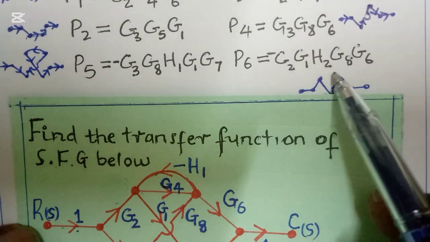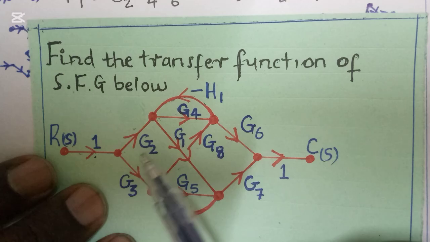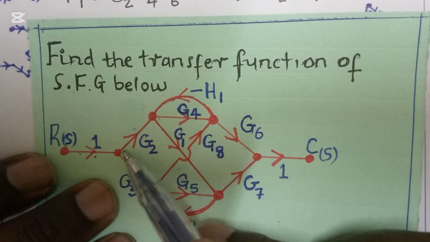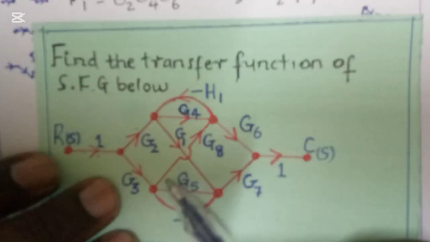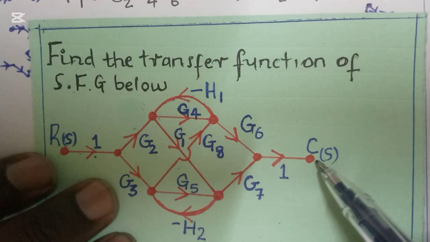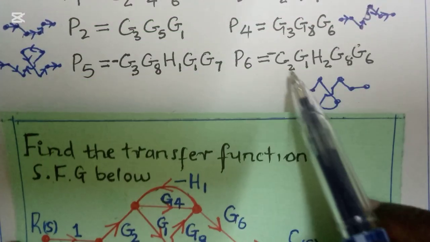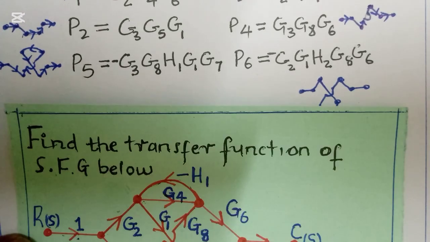Guys, another path we have is now on this other side. You go to G2, then you go to G1, G2, G1, minus H2, G8, and G6, and then you exit to the output C(s), and that's what is represented here. So those are our paths.